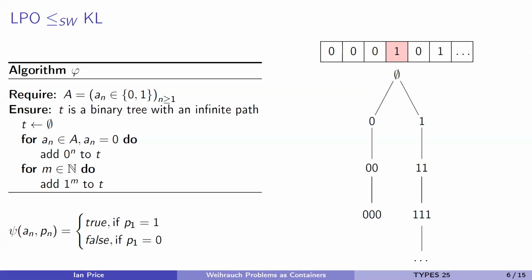So when I say, almighty oracle, give me the infinite path in this tree, from that, depending on whether or not the first thing was a zero or a one, I can then answer the initial question about whether or not the sequence had a one in it. So I feel comfortable saying that KL is at least as strong as LPO. To prove that they're not the same degree, well, see me afterwards.